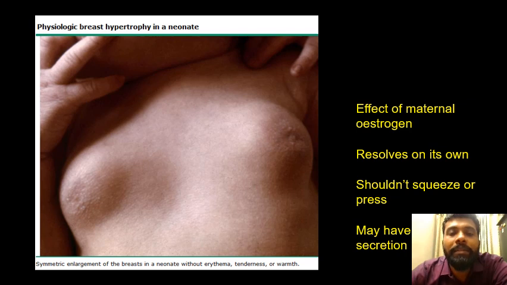And this, which we mentioned in the previous slide, is physiologic breast hypertrophy in a neonate, which can be seen in both male babies and female babies. The pattern is symmetric enlargement of the breasts in a neonate without erythema, tenderness, or warmth. It happens due to the effect of maternal estrogen and resolves on its own. We should not squeeze or press and let out any milk or milk-like secretions. It resolves on its own without any residual problems.